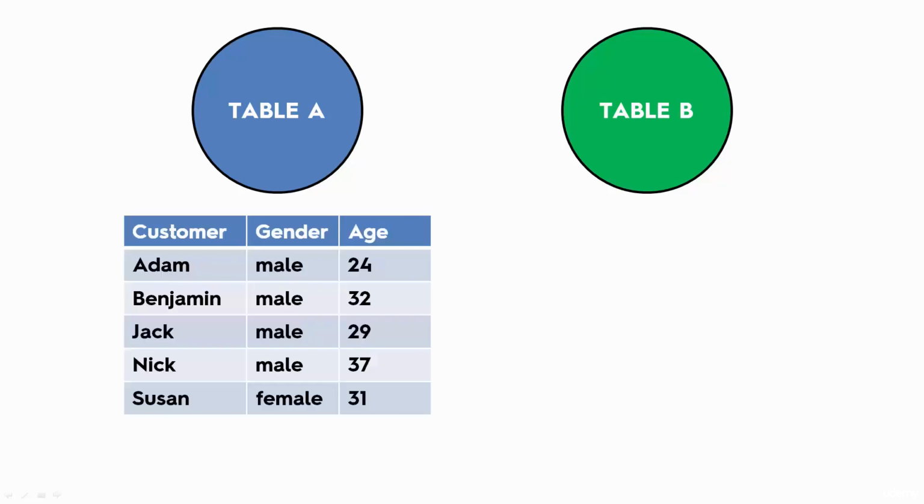To start off with, let's assume that we have two tables, table A and table B. In our example, table A will have the following rows. It's got three columns: customer, gender, and age. It's basically a table that is describing our customers. So we've got 5 customers: Adam, Benjamin, Jack, Nick, and Susan. We've got their genders listed and their ages.